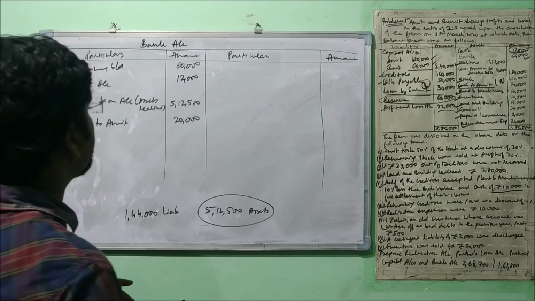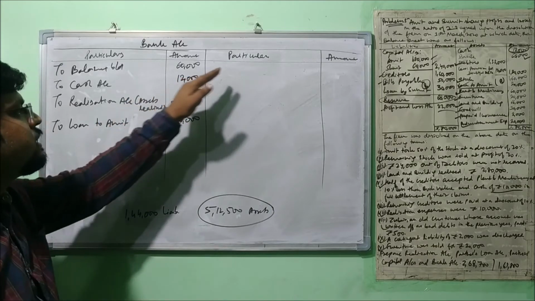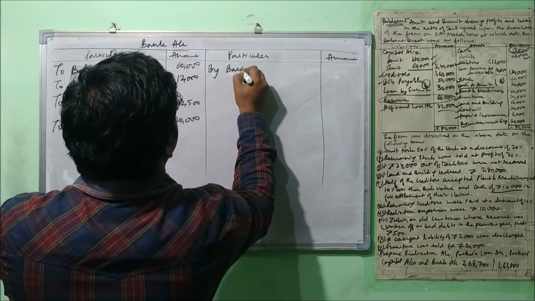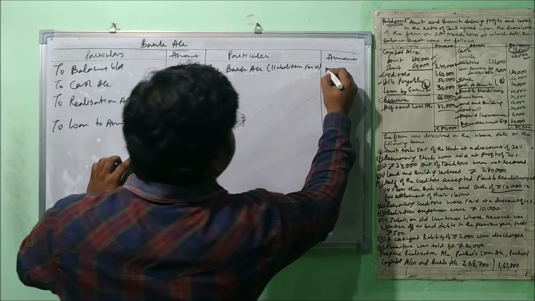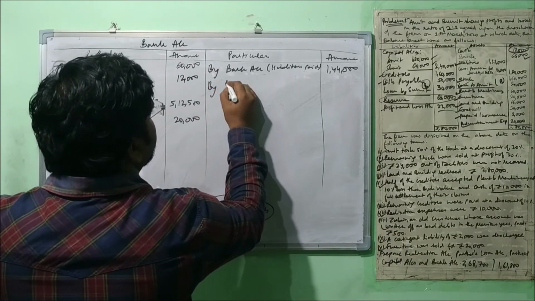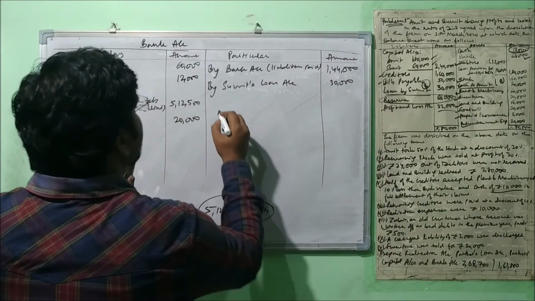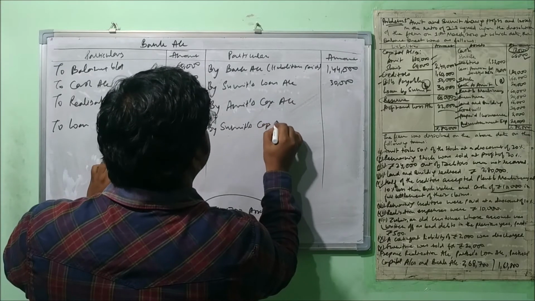Now we'll talk about the payment. This is the receipt side and this is the payment side. So very first we'll make the payment to third party liability. What is the amount? I have written here 1,44,000. After that we'll pay the loan, Sumit's loan. And what was the value? 30,000.